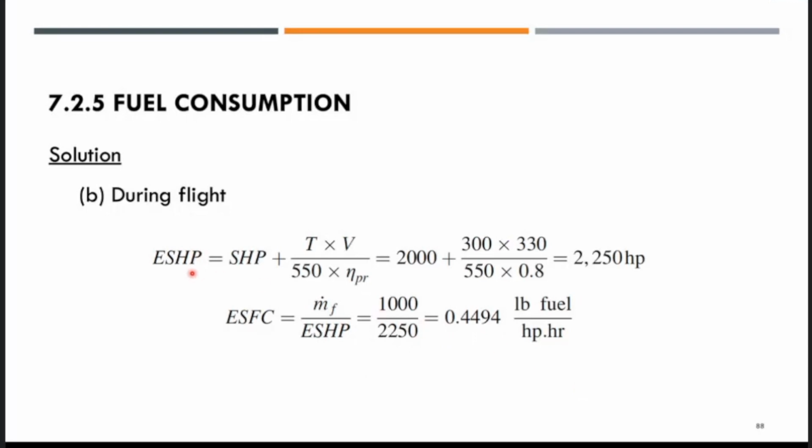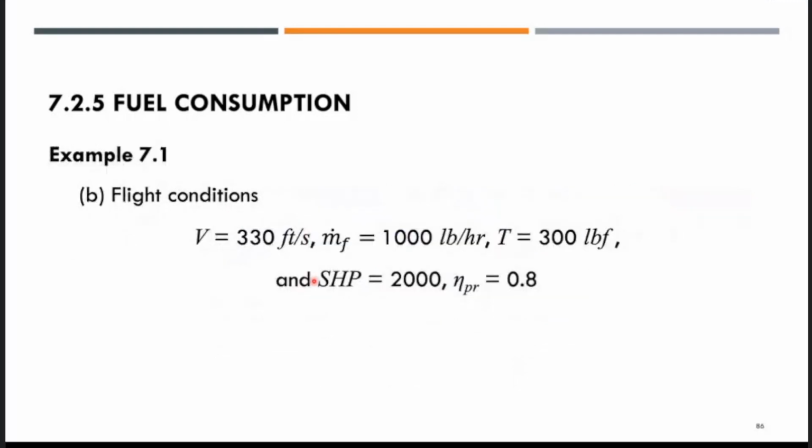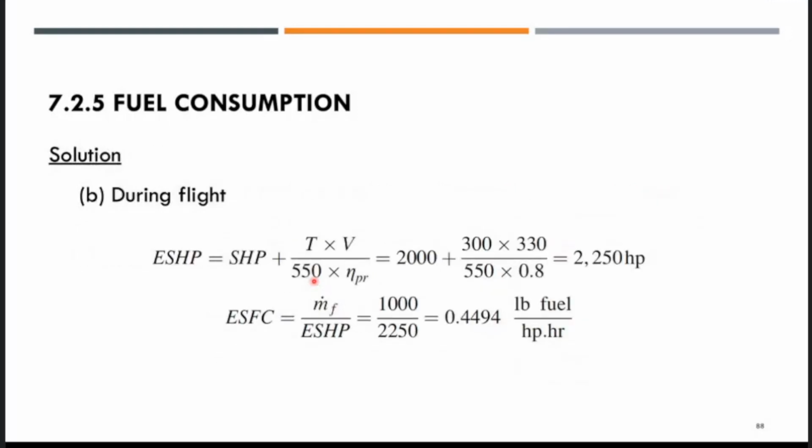For the flight condition, when you want to find ESHP, you have to use the expression. Since the flight speed is given in feet per second, you have to use 550 as the constant. So don't get it wrong or mix it up. You use a different constant for miles per hour, for knots, and other types of units. So this is a common mistake: you use the wrong equation for different units.